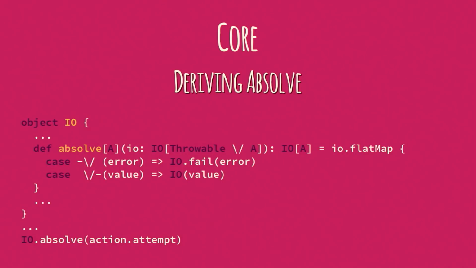Well, if you can go from an I/O of A to an I/O of throwable or A, you can also go the other way. And this combinator is known as absolve. It just submerges the failure into the I/O data type. And we're going to use this here in a second.